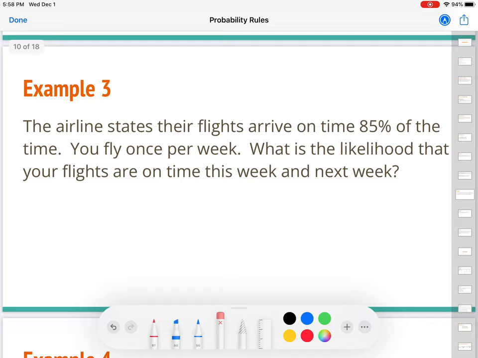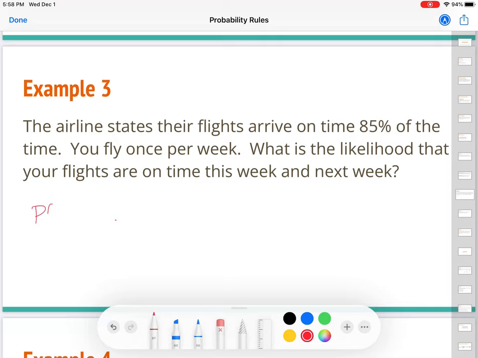So the airline states that flights arrive on time 85% of the time. You fly once per week. What is the likelihood that the flights are on time this week and next week? So I'm going to assume that this is independent. Maybe if it was one flight and then the next flight you took on that same day, perhaps they would be dependent because of weather. But a week apart, we're going to call those independent events.